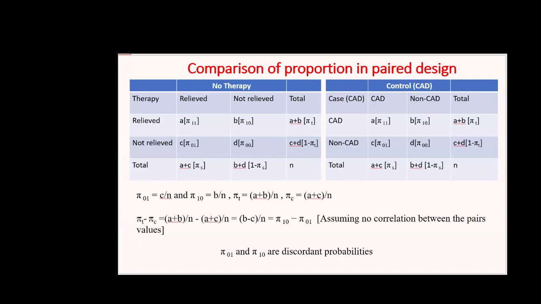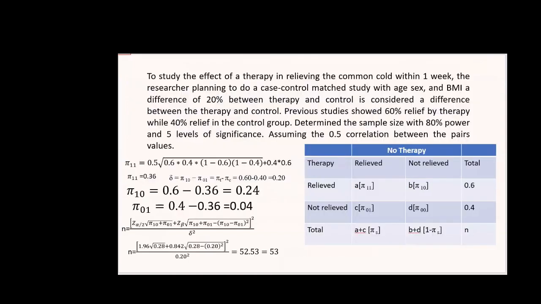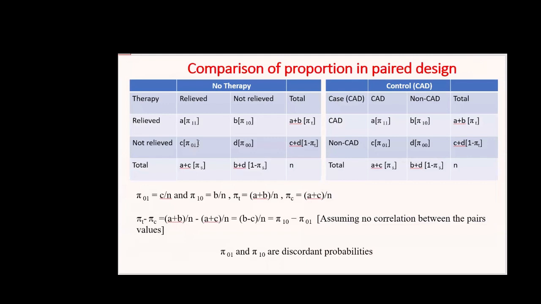So this is our null hypothesis for these discordant pairs. We calculate here pi 01. Pi 01 is what? C divided by N. This is the C number of pairs divided by the total number of pairs. C divided by N.